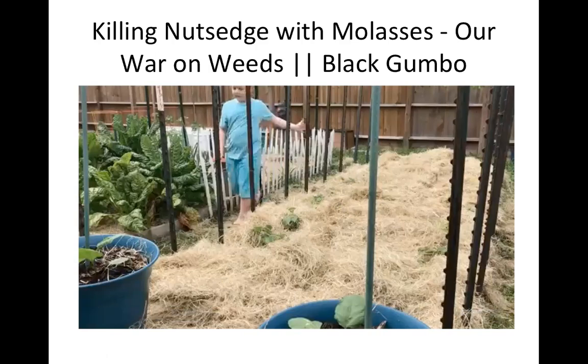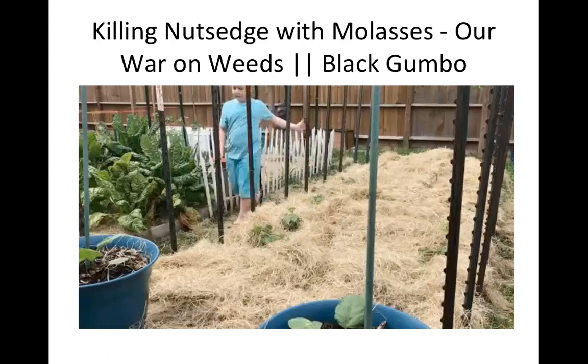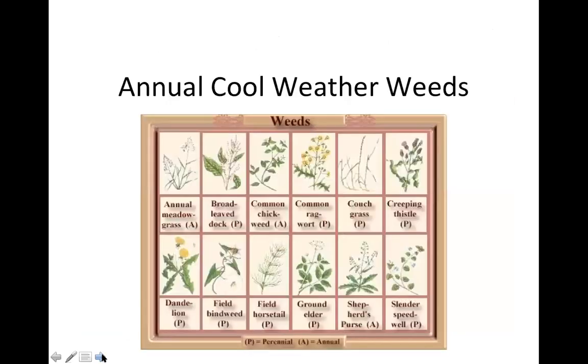So he was actually successful in eliminating all the nutsedge in this area by basically increasing the amount of biology to break things down while suppressing, like preventing, the nutsedge from getting any sunlight to continue producing. So just one option if you have nutsedge. Hopefully you don't have nutsedge because it's terrible.